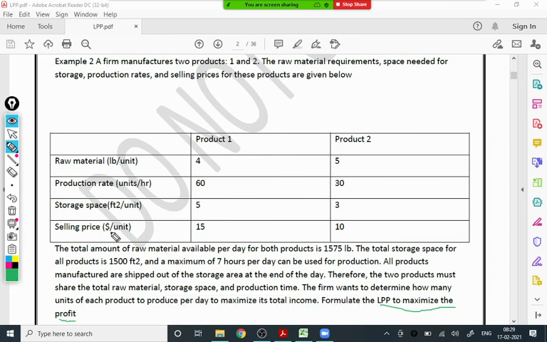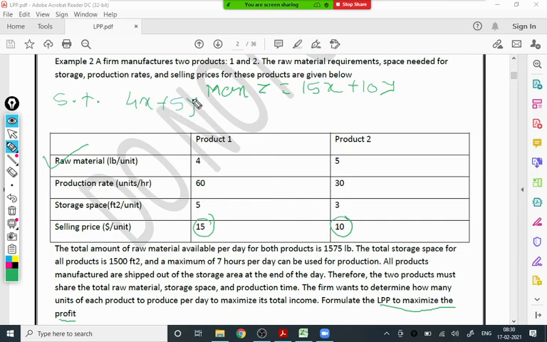So what is the objective function here? The objective function will be maximize Z equals 15x plus 10y, where x and y are the units of product 1 and 2. Okay, so we got the objective function, subject to the conditions. The first condition will be for raw material. The raw material condition is 4x plus 5y.